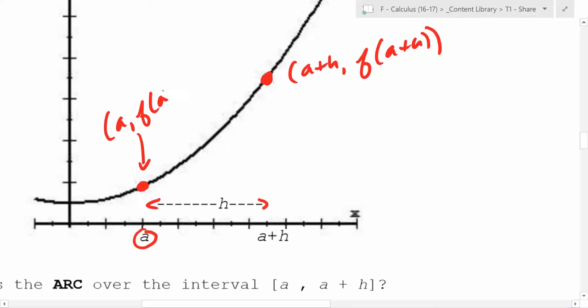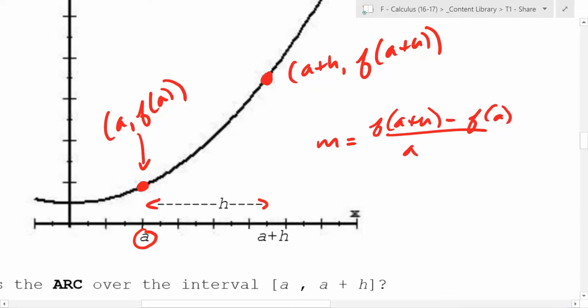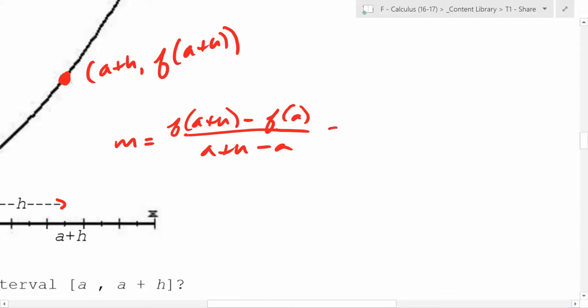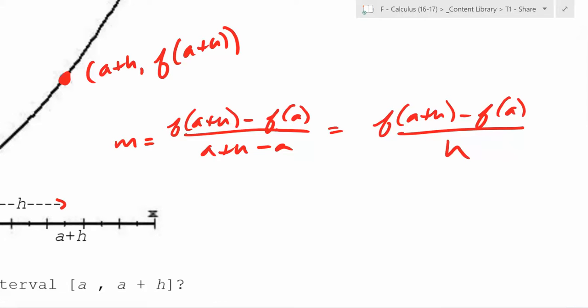So how many points do we have? 2. We have 2 points. Could we find the slope between 2 points? Can you tell me, Noah, what's the slope between these 2 points? What's the y value of the second point? F of a plus h. Yep. Minus f of a. Yep. Over a plus h minus a. Can you simplify that a little bit? It's f of a plus h minus f of a all over what? h. H.